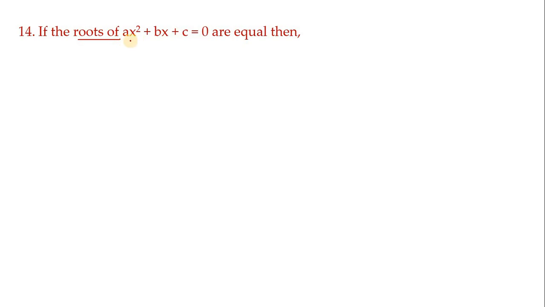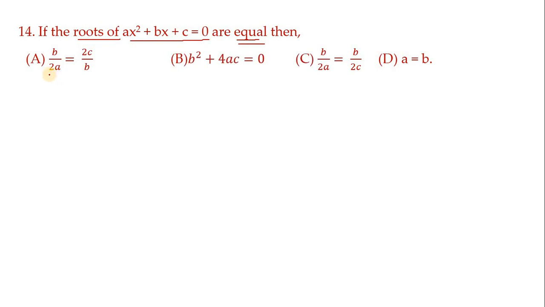If the roots of ax square plus bx plus c equals 0 are equal, see, again they are talking about equal roots only, then option A is b by 2a equals 2c by b. Option B is b square plus 4ac equals 0. Option C is b by 2a equals b by 2c. Option D is a equals b. Now it is a given equation and they are asking when the roots are equal for this equation.